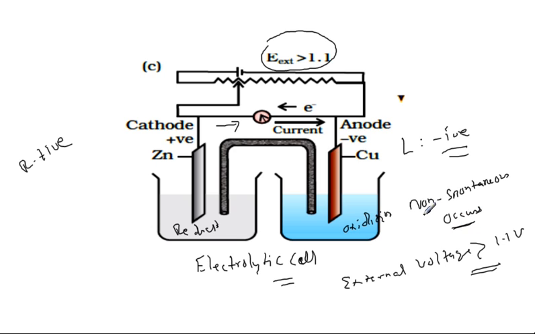So non-spontaneous reaction means the Gibbs free energy is positive, not negative. Here delta G is positive. Okay, that and all we will discuss elaborately later. Understood? And we'll move further.